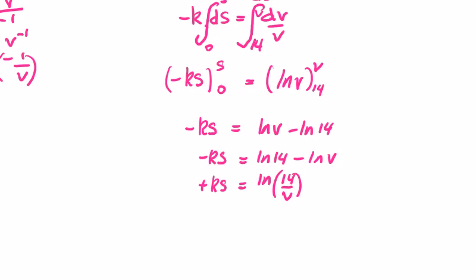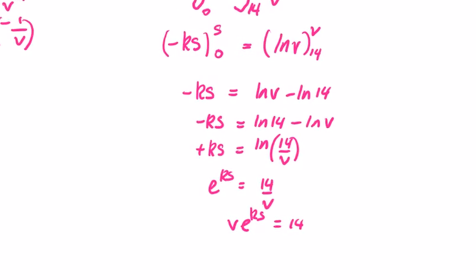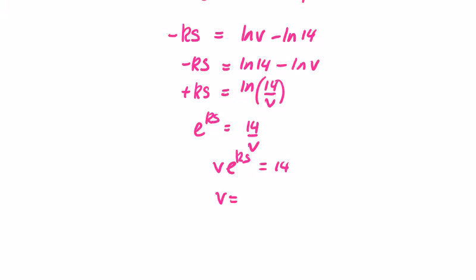I'm actually seeing here, I probably should have left the V on top. I'll show you why now. So the answer here, e to the power Ks is equal to 14 over V. So V e to the power Ks is equal to 14. So to get V, it's going to be V is equal to 14 over e to the power Ks. And I need to bring that up and change the sign of the indice. So V is equal to 14 e to the minus Ks.